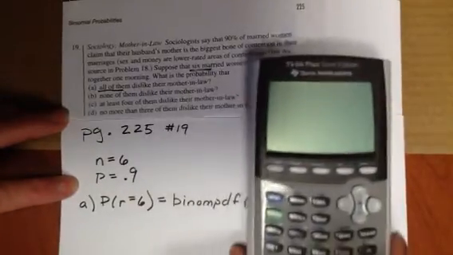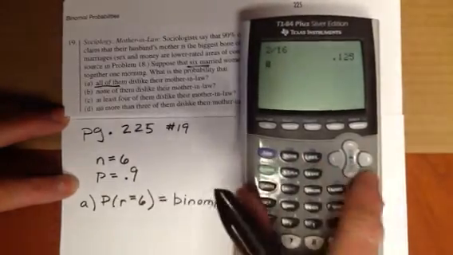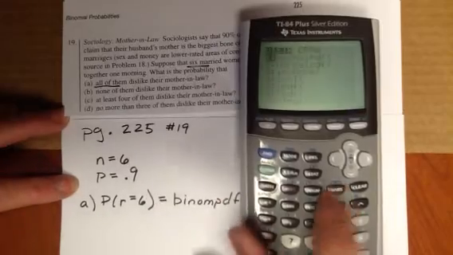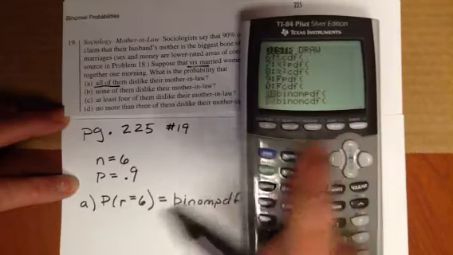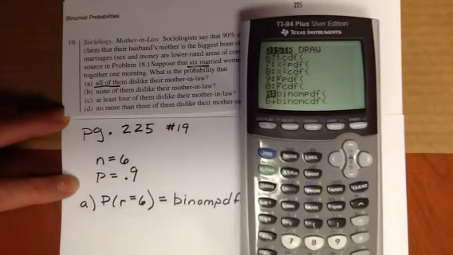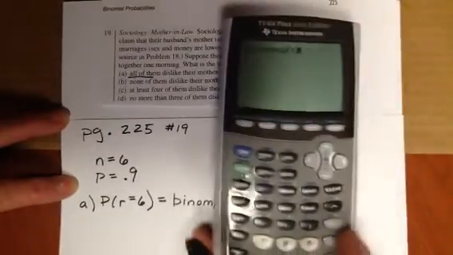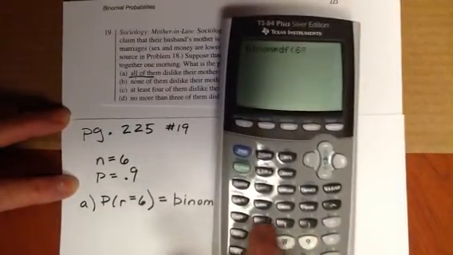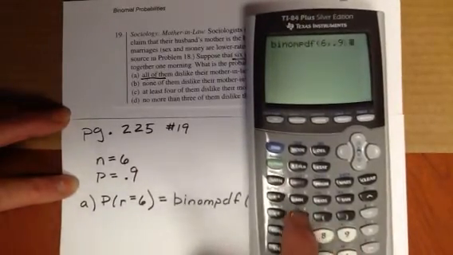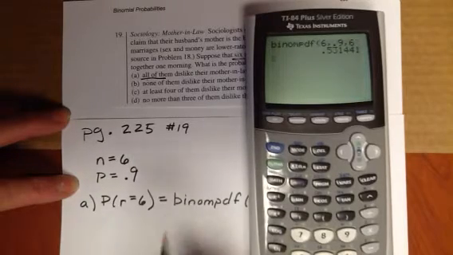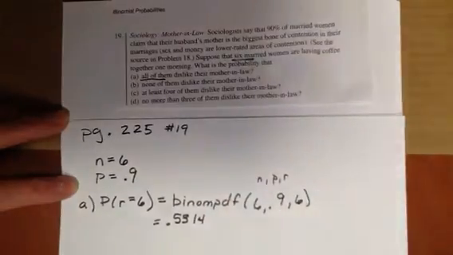Okay, so let's look at our calculator here. We'll do second distribution. Oops, clear that out. Second distribution above the vars key. Go all the way down to binom PDF, not CDF, because this is PDF because it's equal. And I'm going to put 6, commas above the 7 key, 0.9, comma, 6. And we get 0.5314. Okay?